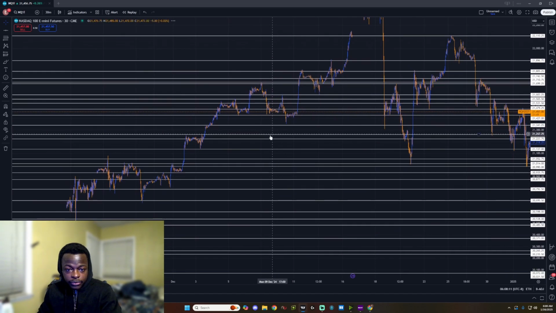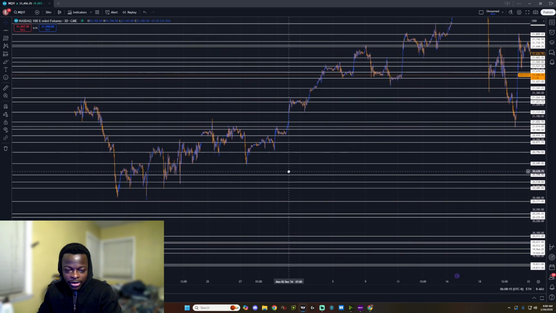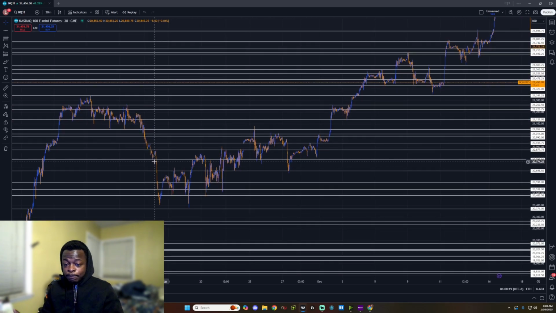But looking good because most of the key levels are already drawn. So yeah, it's looking good. So yeah, it's been your boy Jaw Trades. I just wanted to teach you how to draw these key levels.